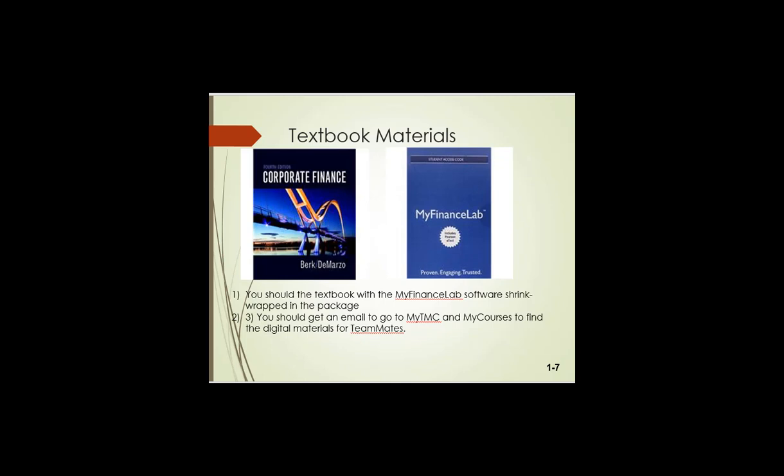There are two primary textbooks. Now, how you should be receiving this textbook is you should get the corporate finance textbook, and the My Finance Lab should be shrink wrapped together in a package. So when you open that package, it's a 3-ring binder. It's what's referred to as the value package. If you open that package, in there you will find the My Finance Lab component to this course. You will also get an email.